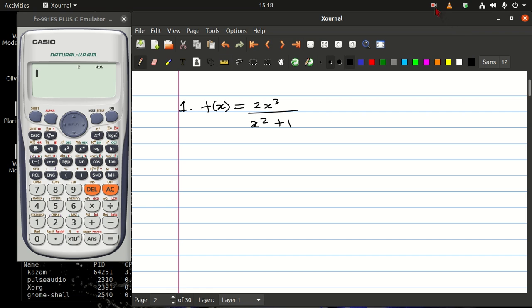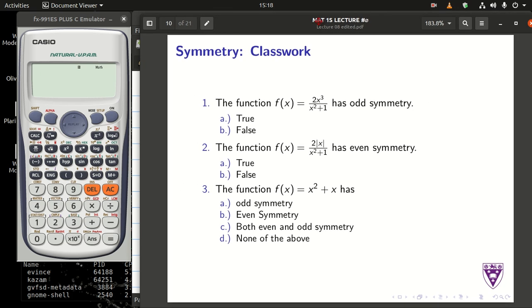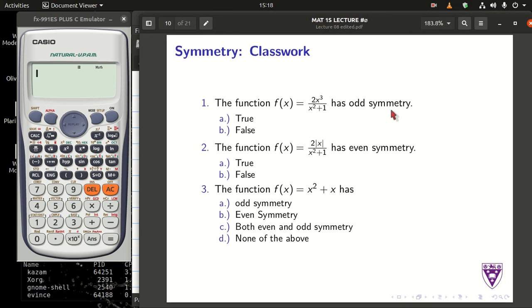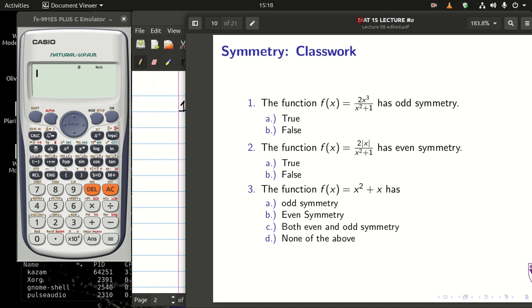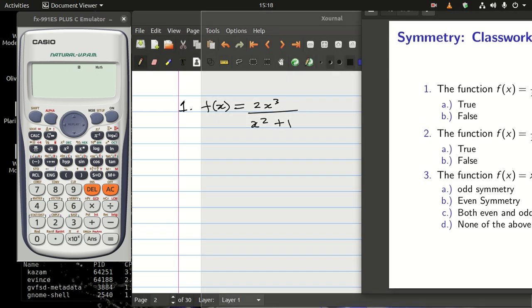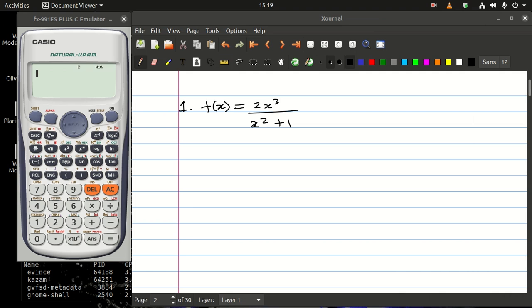Yes, and if you look into this function here, we want to see, is it odd, is it even? I know the problem is saying this function has odd symmetry, true or false, but now we want to find out, just for first understanding what is going on, and then we answer this particular problem here. Now that we have that, I said that to find out if a function is even or odd, all you have to do is plug in minus x.